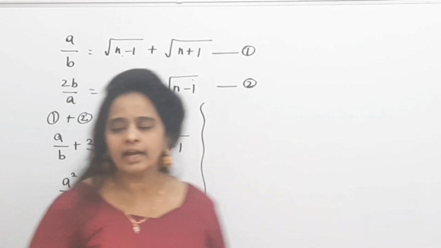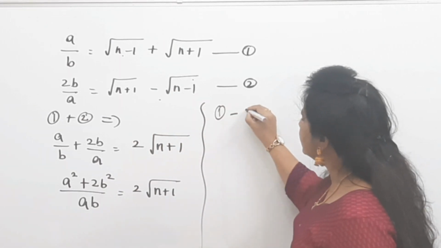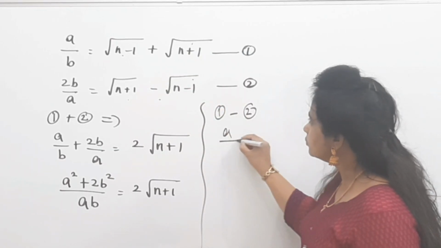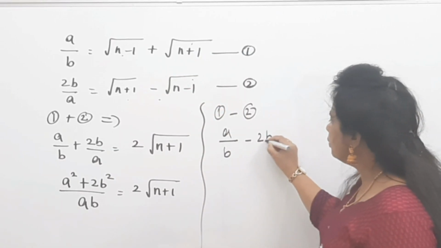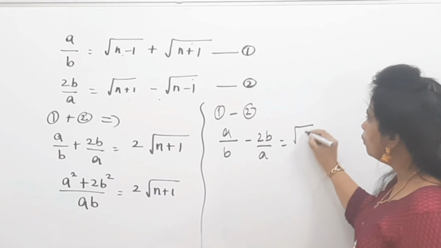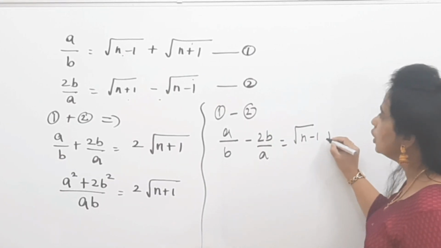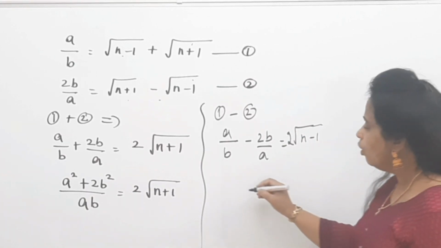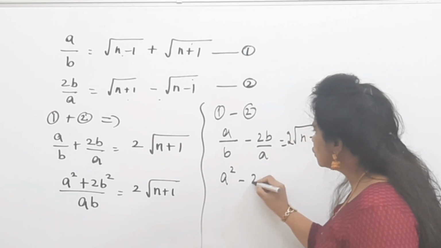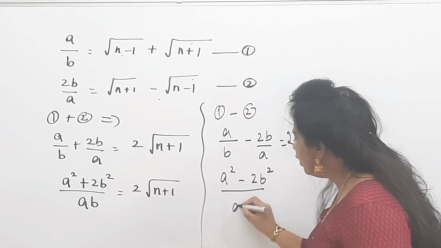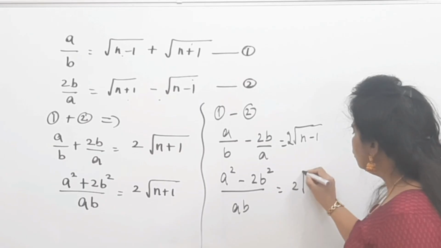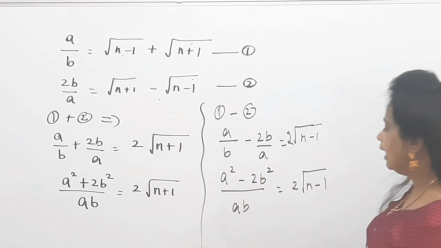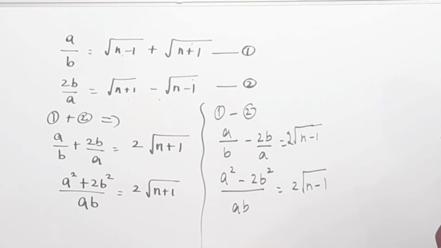Now I am going to subtract 1 and 2. So 1 minus 2, when I do, these two get cancelled. So I would get a by b minus 2b by a is equal to root n minus 1 plus root n minus 1. That becomes 2 times root n minus 1. On further simplification, a square minus 2b square divided by ab is equal to 2 root of n minus 1. So when I add and I subtract, I get these two equations.